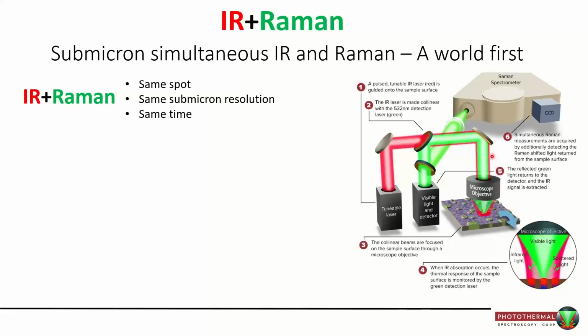The reflected green beam goes back to a visible detector, and I need to stress that because there are no infrared detectors, there are no liquid nitrogen or other cryogenic cooling required here. It's all room temperature visible detectors, which make the optics much easier and much more sensitive.